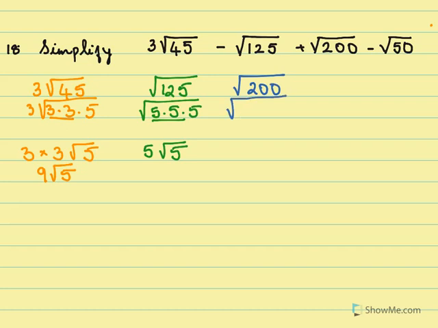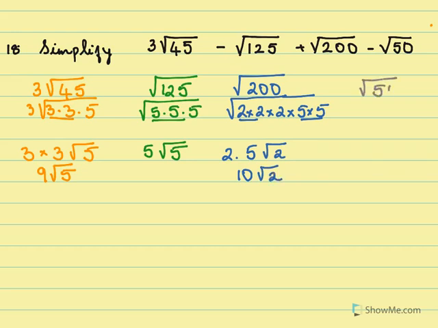Next is under root 200, and if you break up 200, you would get 2 into 2 into 2 into 5 into 5. So I make groups of 2 here. So I can make groups 2 and 5. What remains here is 2. So it is 10 under root 2. And last we have under root 50, which we already know now. Under root 50 is 5, 5 and 2, short division. So that will be 5 under root 2.